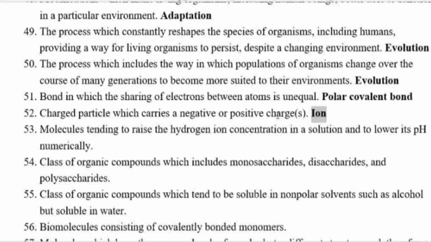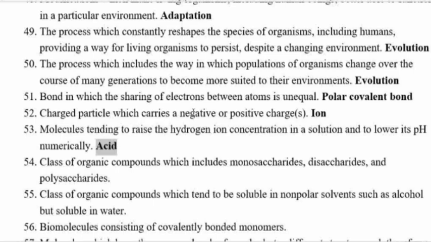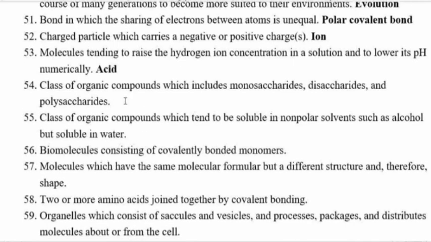Now, question number 53. Molecules tending to raise the hydrogen ion concentration in a solution and to lower its pH numerically. If you have a molecule which tends to raise the hydrogen ion concentration in a solution, and to also lower its pH numerically, what kind of molecule is this? You will say it is an acid. In other words, if that molecule lowers the hydrogen ion concentration and increases its pH numerically, then what will you say? Anyway, our right answer here is acid. Molecules which tend to raise the hydrogen ion concentration in a solution and to lower its pH numerically is an acid.